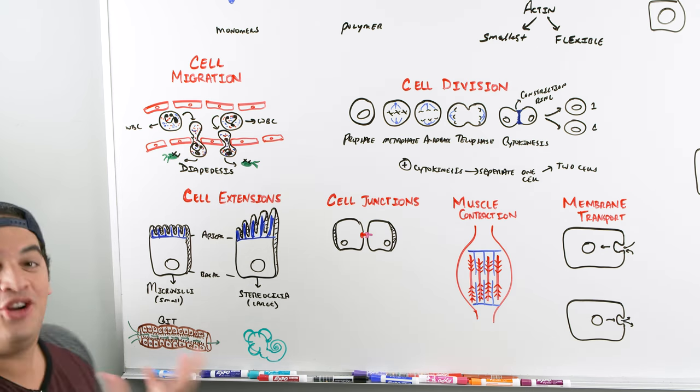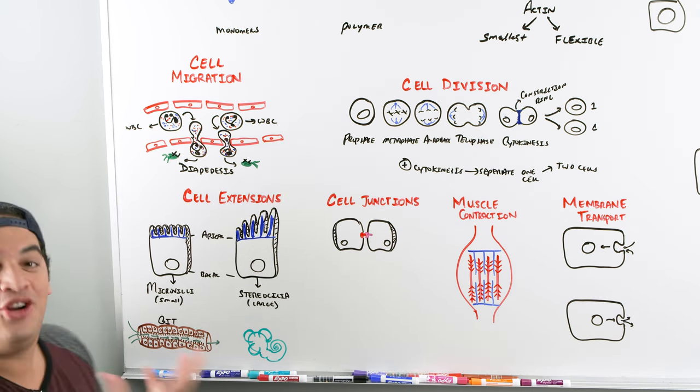So far, we have cell migration, allowing the cell to change its shape and squeeze through tiny little spaces in the blood vessels, white blood cells. This is called diapedesis. We said cell division. It's important in the last part of mitosis, called cytokinesis, where it forms a constriction ring to pop one cell into two cells.